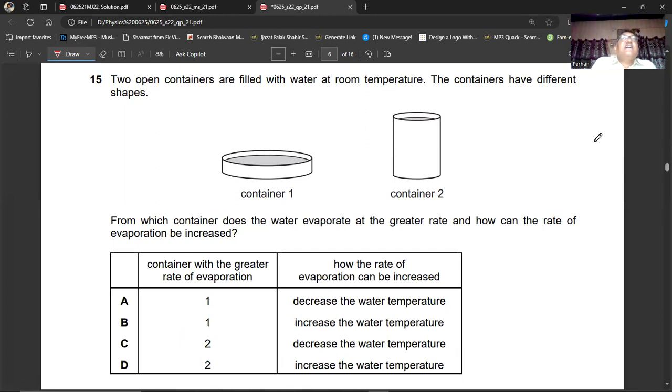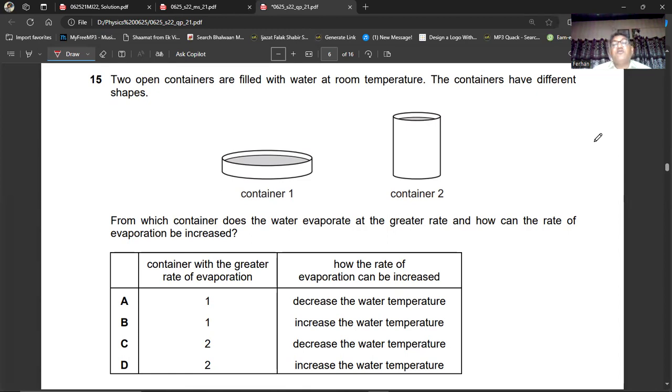You see, in container number 1, the top surface area of the water is larger than the top surface area of the liquid in container number 2. The rate of evaporation depends upon the surface area of the liquid. So the rate of evaporation in container 1 will be greater because it has a larger surface area of the liquid. So I think container 1 will have the greater rate of evaporation.